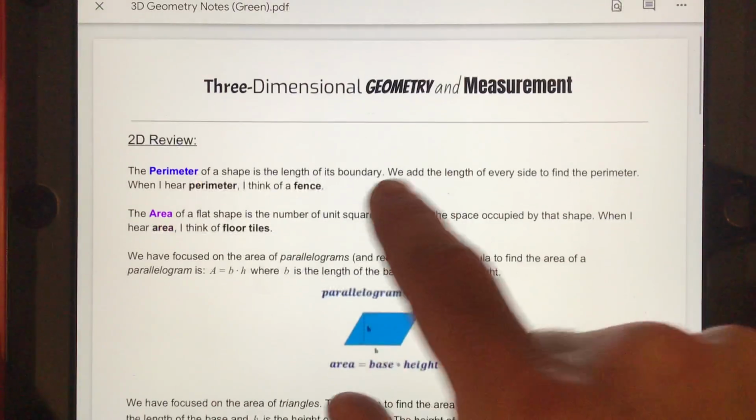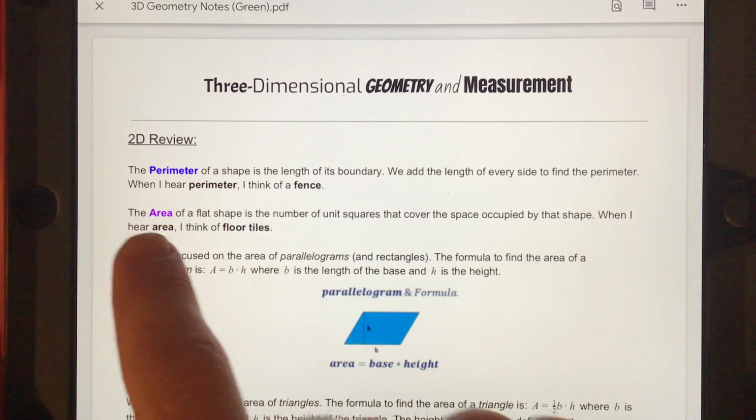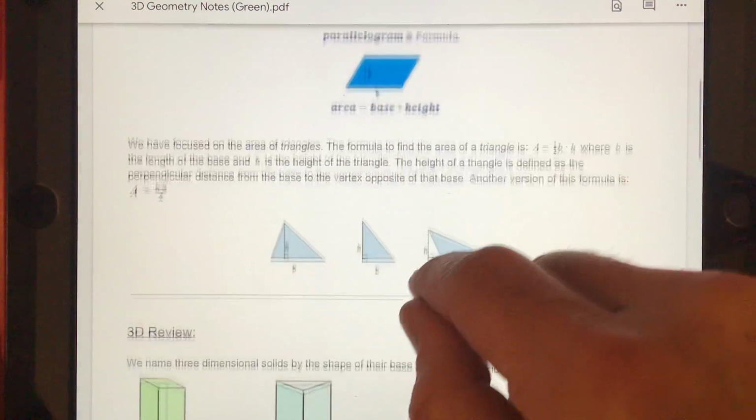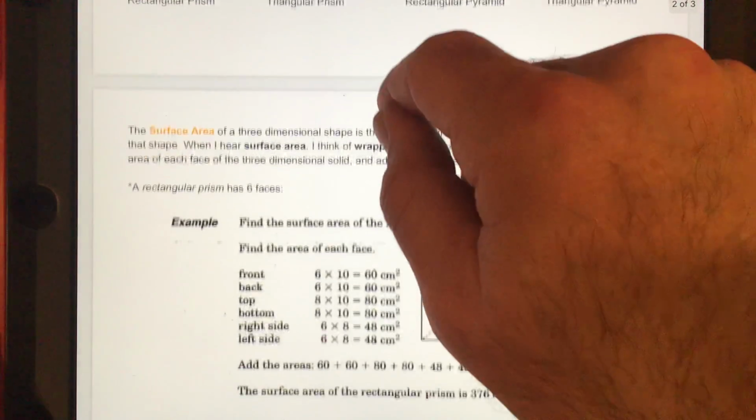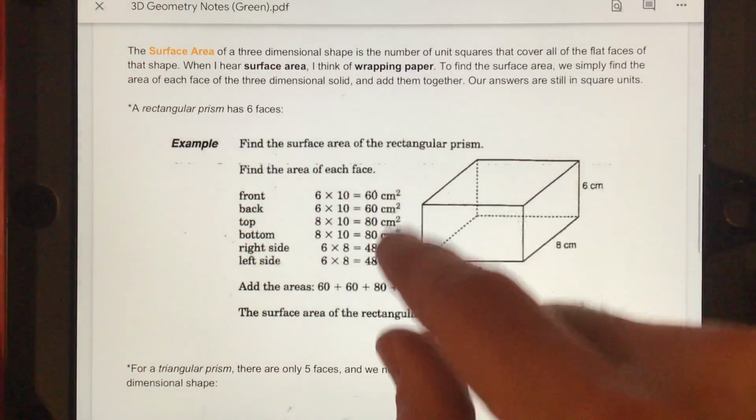Again, going all the way back up here, when I hear perimeter, I think of a fence. When I hear area, I think floor tiles. When I hear surface area, I think wrapping paper.